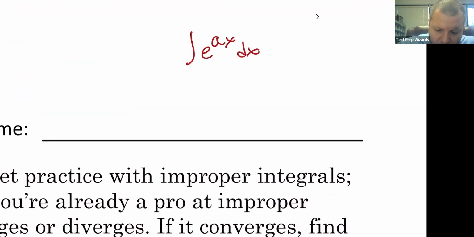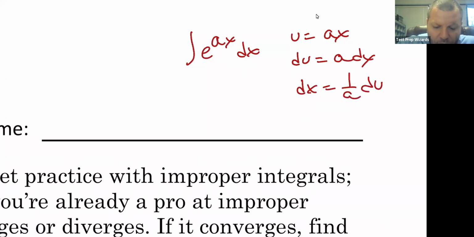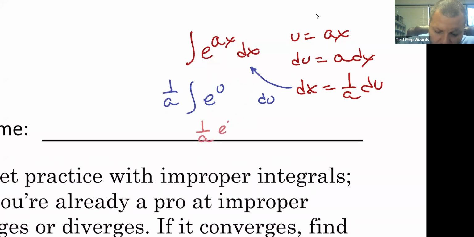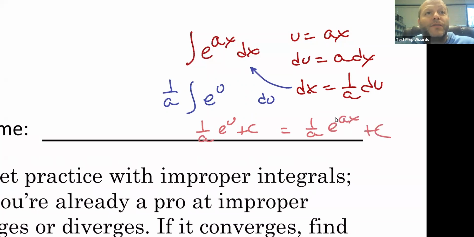the ax dx, if you made a u substitution of ax, then du is just a dx, which means that dx is 1 over a du. So if you replace each of these terms with that, we're going to get 1 over a du, e to the u, and our integral. We could pull this 1 over a out front, and we're just left with 1 over a e to the u plus a constant, which is just 1 over a e to the ax plus a constant. So that numerical value, that constant in front of the x, just ends up being divided here.